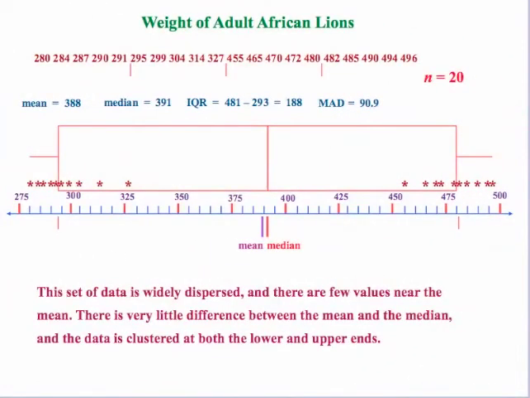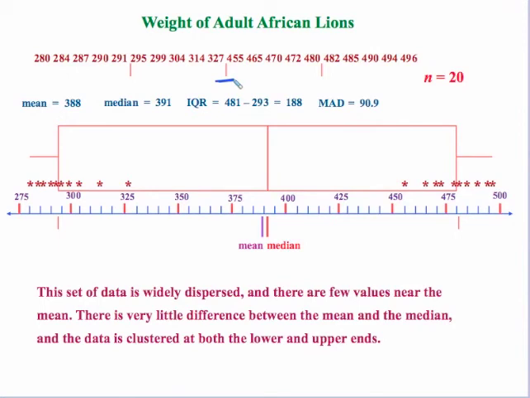Let's take a different context. Let's say you have 20 lions and all of the lions are weighed, and here's our data set in order from least to greatest. So we figured out that the average is 388, our median is 391, our median for the whole data set fell here, and so it falls halfway between 327 and 455, which is 391.